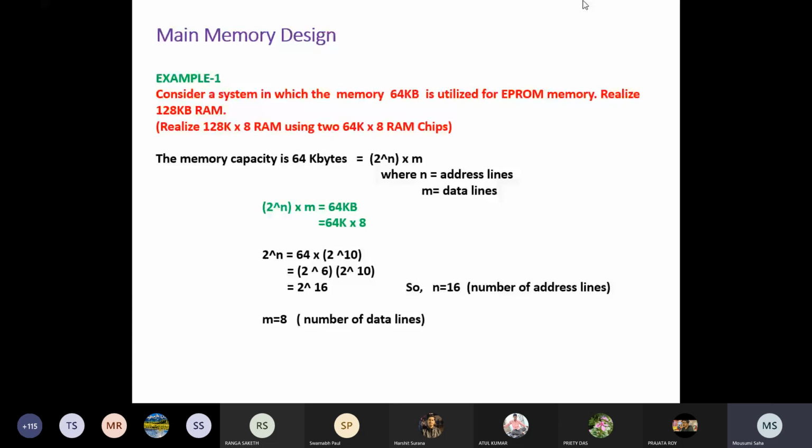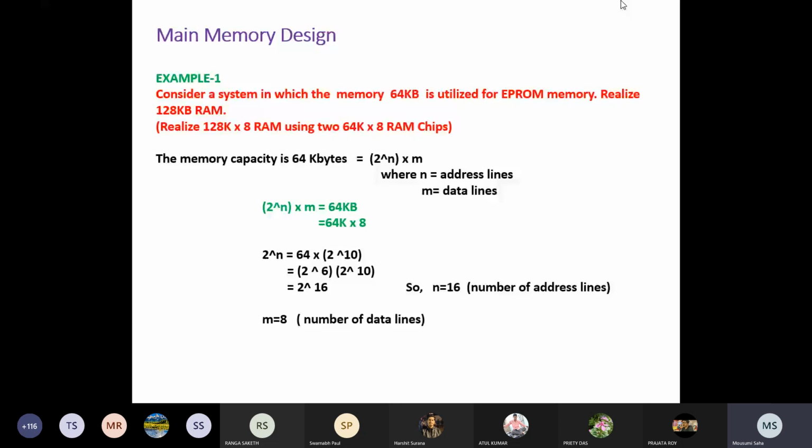Now I will give you an example. Today I will not explain the diagram or the complete design. Next class I will explain the complete design. Today I will just give you the basic concept of the initial part of your design. Now, please mute your microphones.